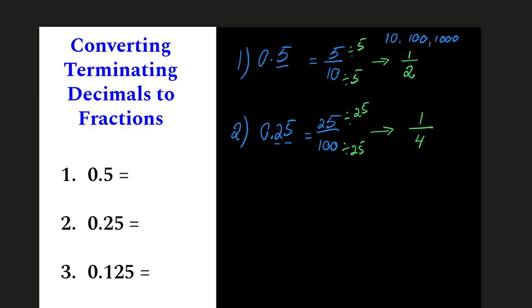It seems more complicated, but let's try. 0.125 has how many numbers after the decimal? We're counting 1, 2, 3. That means we're going to write 1000, because 1000 has 3 zeros. All right. In here, we're going to do the same thing. Simplify. And when we're simplifying, we're going to divide both numbers by 125.